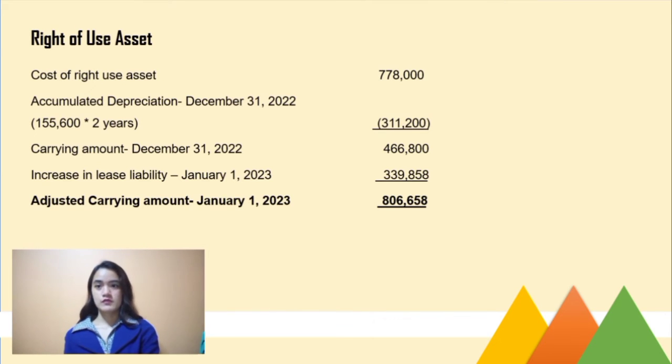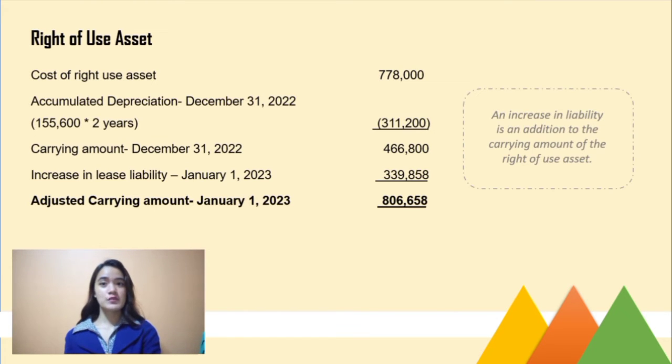So, subtracting this from 778,000, we will get the carrying amount on December 31, 2022 of 466,800 pesos. So, since nagkaroon tayo ng increase sa lease liability natin, it will also increase yung ROU natin. So, 466,800 pesos plus the increase in lease liability, which is 339,858 pesos, it will result to 806,658 pesos adjusted carrying amount on January 1, 2023. So again, an increase in liability is an addition to the carrying amount of the right of use asset.